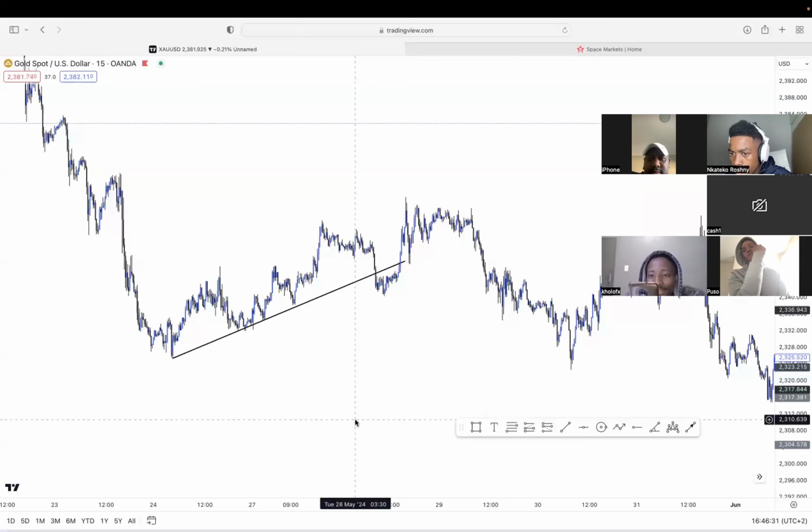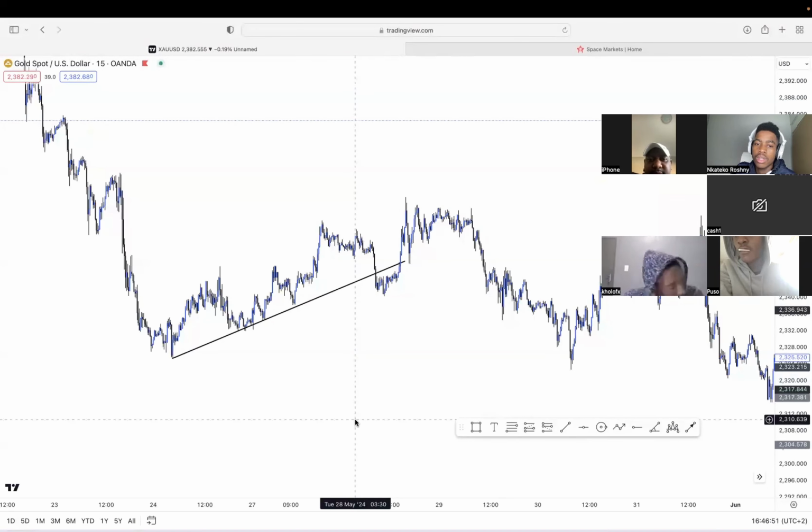How do you spot a fake out? A what? A fake out. I can't hear you clearly. Please repeat what you're saying. How do I spot a fake breakout? A false breakout or a breakout?